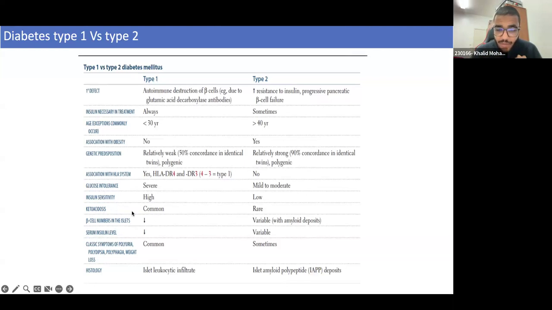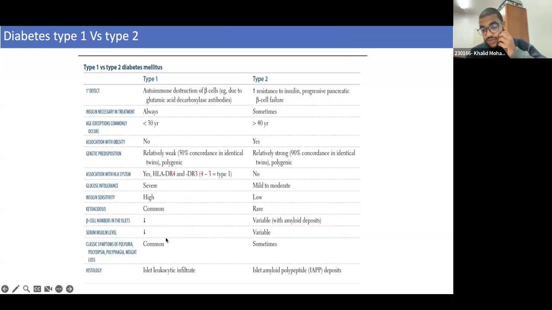Ketoacidosis is very important. It always happens in type 1 diabetes only, and it's very rare in type 2 diabetes. If you see a patient with ketoacidosis, that's type 1 straight away. Why? Because since there's no insulin, the body will take the fatty acids and the glucose and everything into another pathway called the ketone pathway, and that will increase the ketone production.